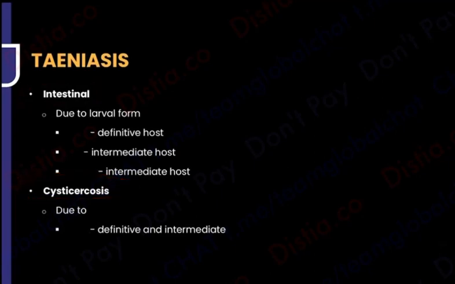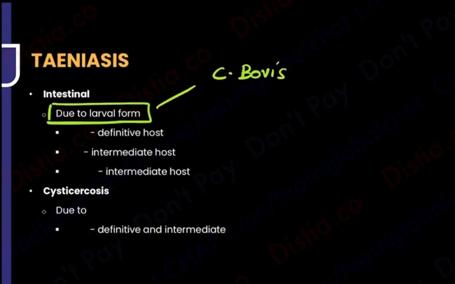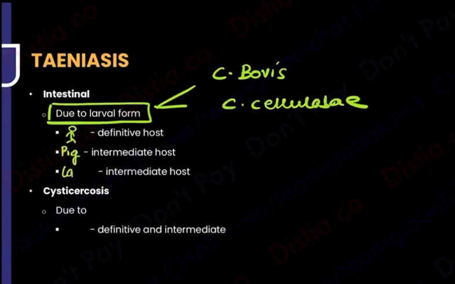So now you know that intestinal infection is caused by both. Taenia solium also causes it, Taenia saginata also causes it. So it is because of the larval form, that is what I was telling you. Larval form means either it is Cysticercus bovis or Cysticercus cellulosae. So what is the definitive host? Of course, man. The intermediate host depends. It can be pig also, it can be cattle also.